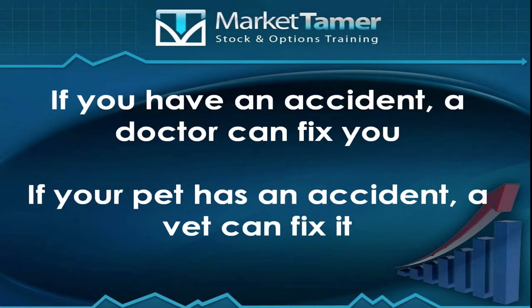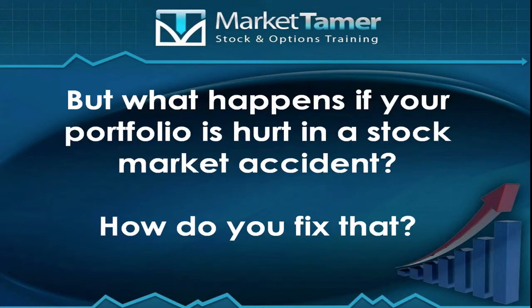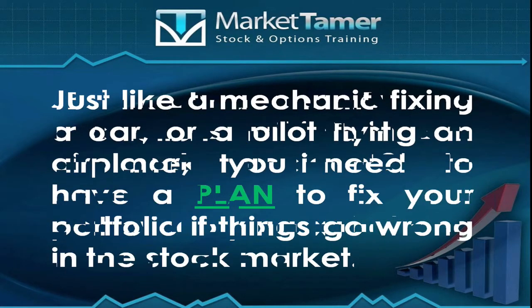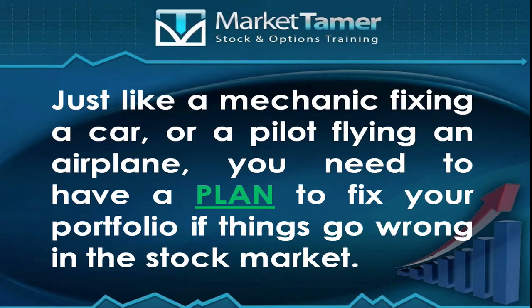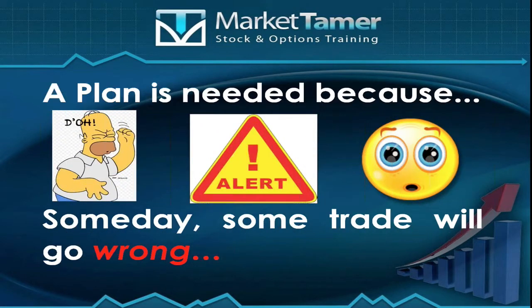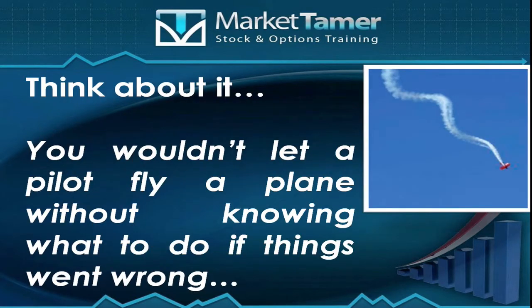Because you should know how to do this, because you do it everywhere else in life. If you have an accident, you cut your finger, you hurt yourself, you're going to a doctor, right? Your pet has an accident, you're going to the vet. But what happens if your portfolio, your nest egg, has an accident? How are you going to fix that? Well, just like a mechanic fixing a car or a pilot flying an airplane, you need to have a plan to fix the portfolio when things go wrong. Because someday, the trade is going to go wrong. It's impossible for it not to. Think about it. Would you really let a pilot go fly an airplane without knowing what to do if things went wrong?